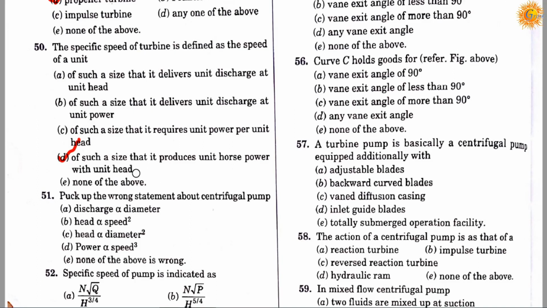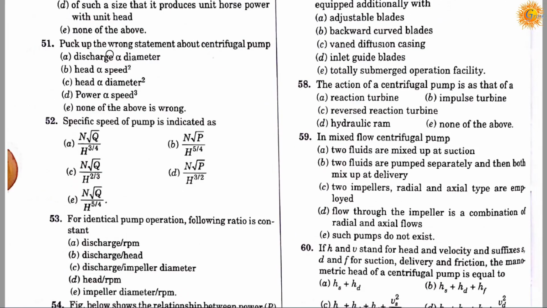Okay. Question number 51. Pick up the wrong statement about centrifugal pump. Option A discharge is proportional to diameter, option B head is proportional to speed square, option C head is proportional to diameter square, option D is power is proportional to speed cube, option E is none of the above is wrong. So correct answer is A, discharge is proportional to diameter. Pick up the wrong statement, so that one is the wrong statement.